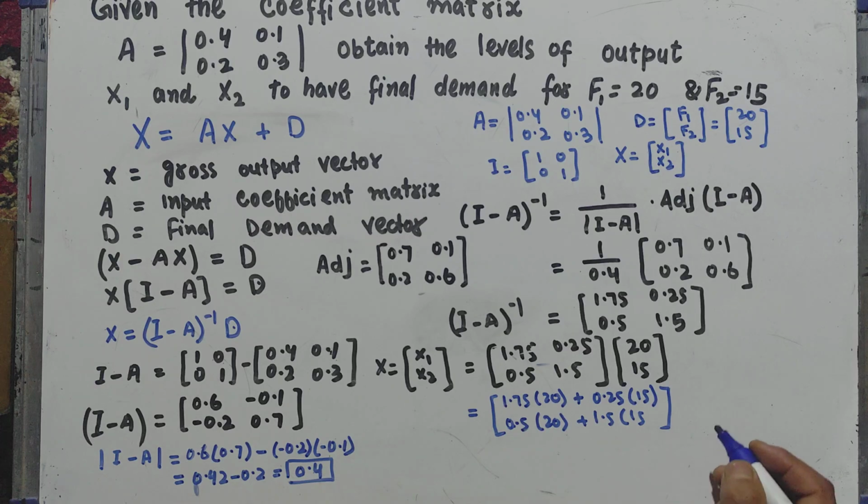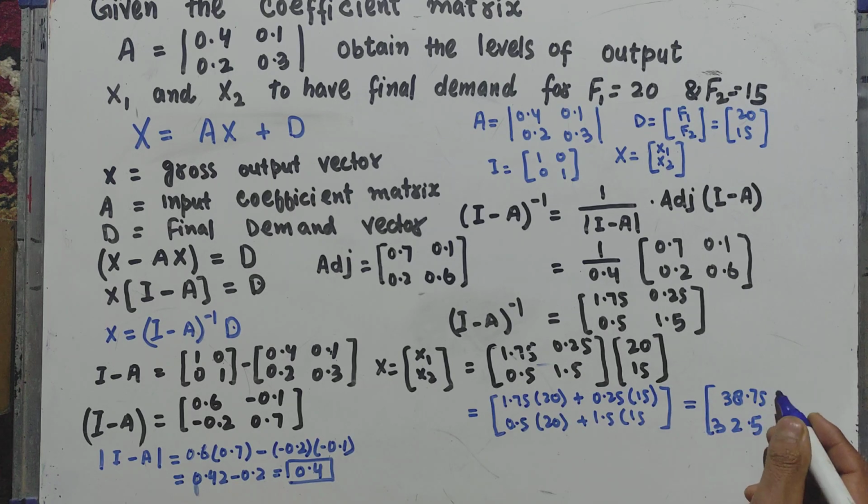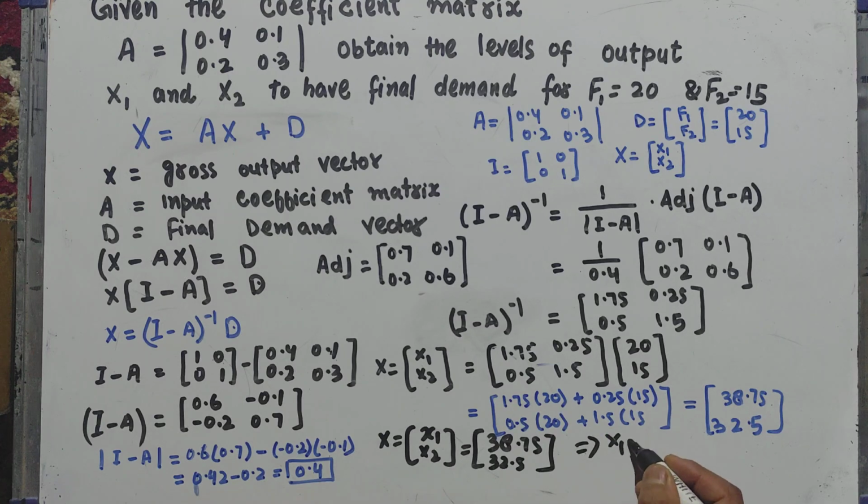This is our matrix. Now if I do this multiplication, the final answer will be 38.75 and 32.5. That is, our gross output vector x is equal to x1 and x2, which is equal to 38.75 and 32.5, which implies our x1 will be equal to 38.75 and x2 will be equal to 32.5.